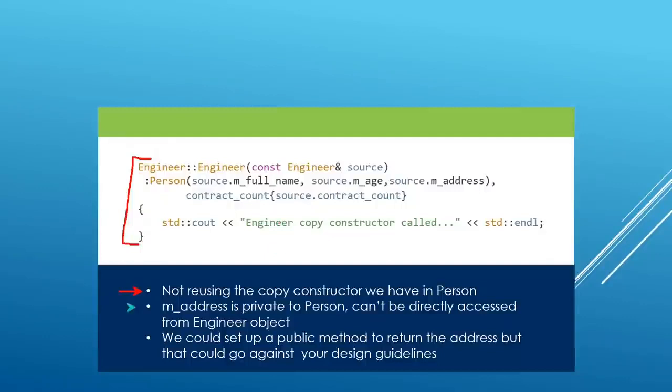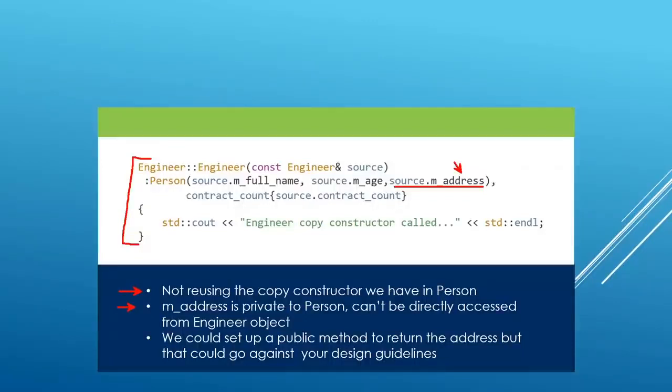Another thing is that the mAddress member variable is private to person. So if we try and use it like this, we're going to get a compiler error. Again, it is possible to set up a getter that could return that, and we could use that getter in this place, but this is bad design. We are really forced to set up a getter that is possibly only used in this place. That's bad design. We don't want to do something like this.